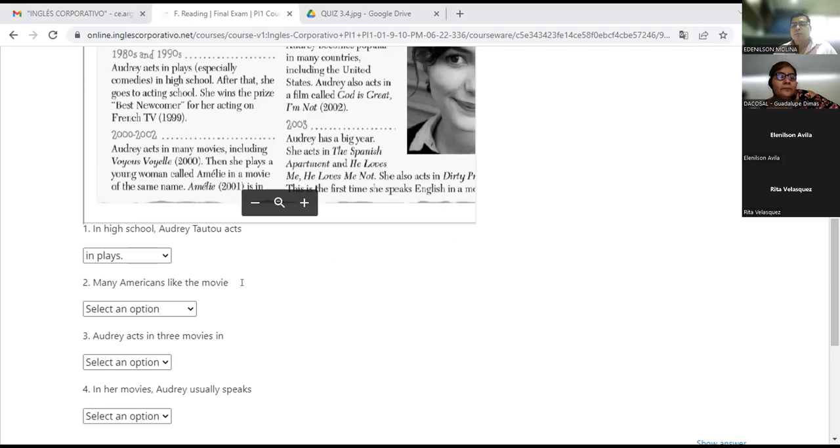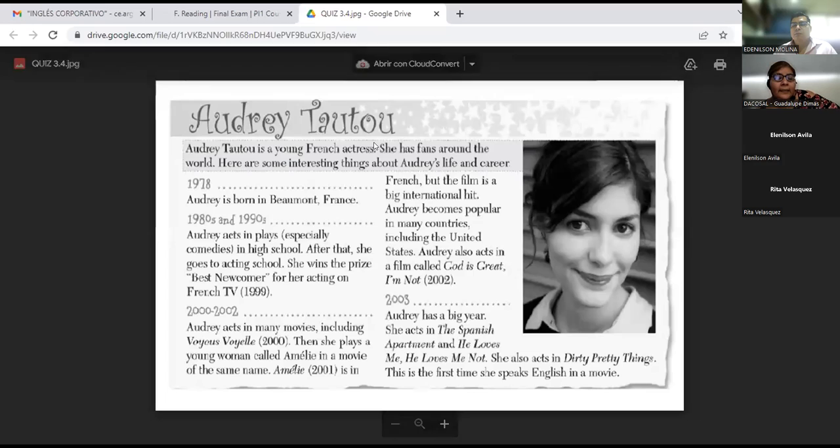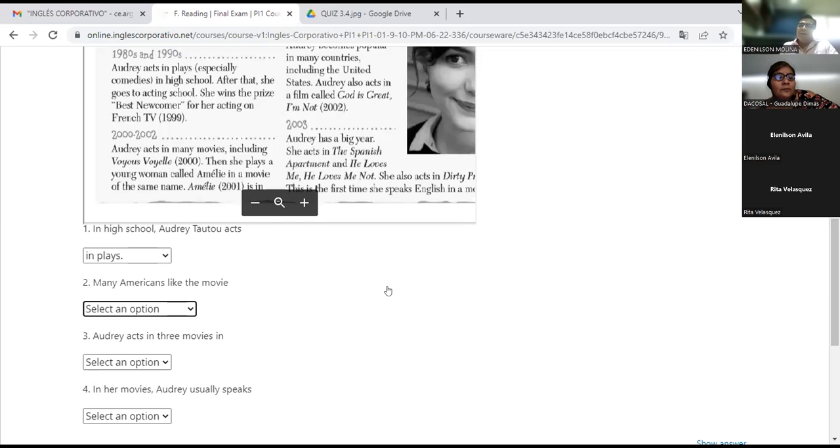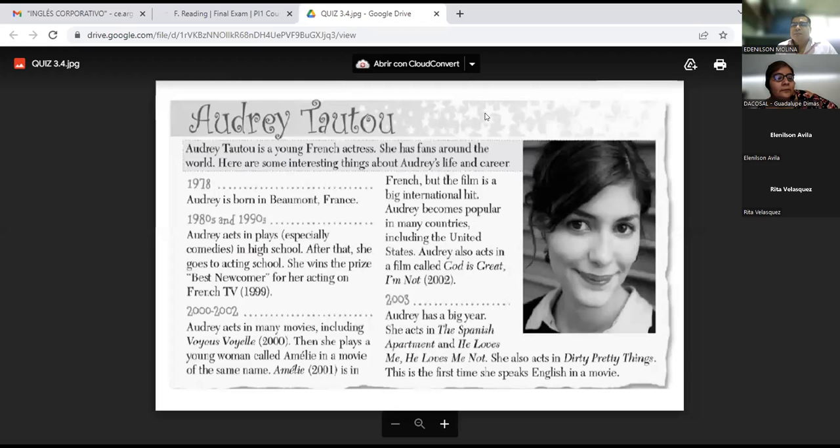Number two, many Americans like the movie. And then we have three different options. Busquemos la información específica. Many Americans like the movie. Busquen la información. Where is the information? Let me bring you back. Les traigo otra vez las opciones. Miren. We have three different options. What is great? Where is the information? What year is it? 2000, 2002. La información está en el tercer párrafo.